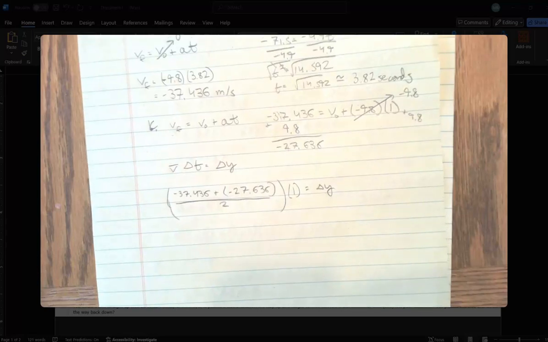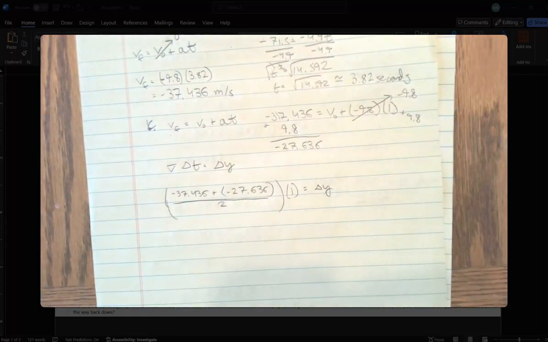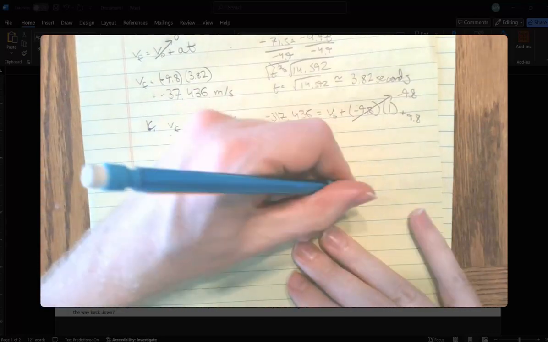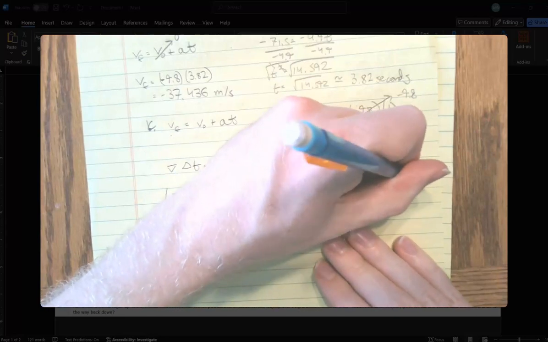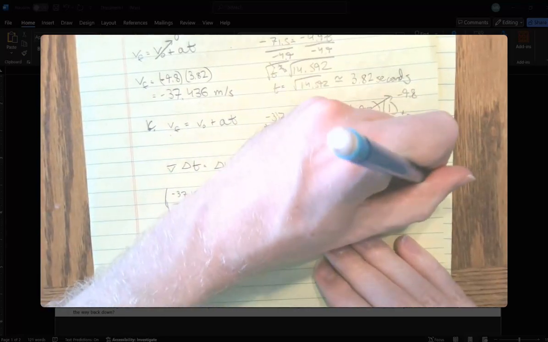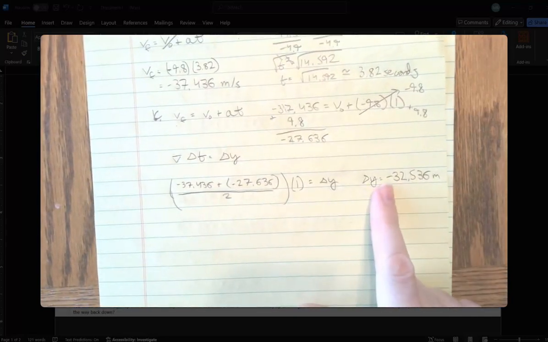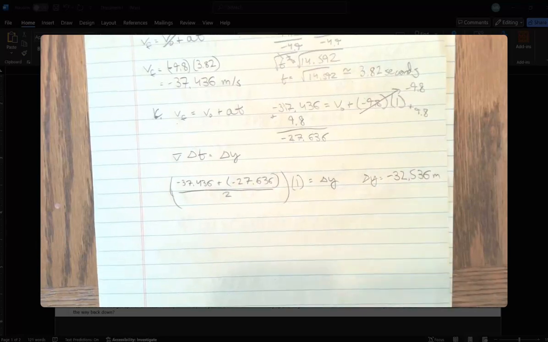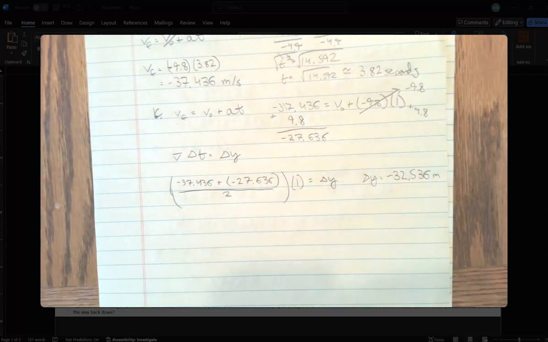So negative 37.436 plus negative 27.636 divided by 2. So we end up with negative 32.536. So you have delta y equals negative 32.536. And this is in meters. And again, oftentimes it's asking just for the magnitude. So if it's just asking for the magnitude, you can just do 32.536. But the negative means that it's traveling downward. So it's moved down 32.536 meters.